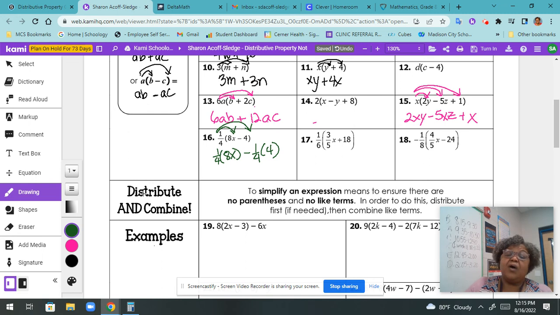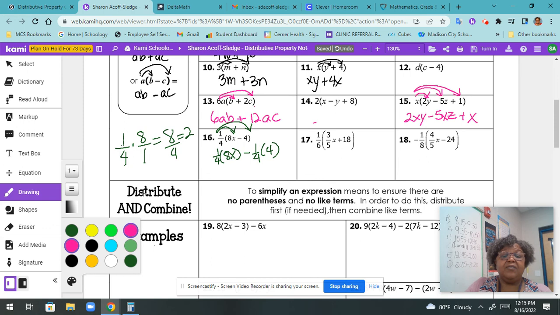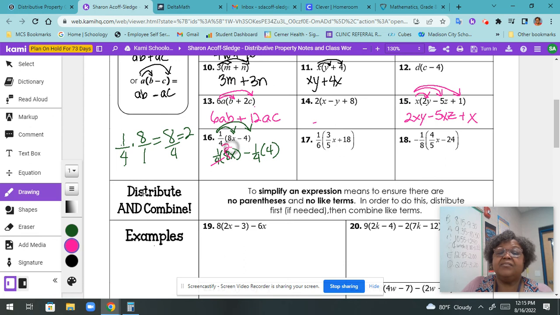Now I don't know how you all do. I know you've been taught to say 1 times 8 is 8. Put that over 1. 4 times 1 is 4. And then you simplify it to 2. Correct? But you can simplify before you multiply. 4 goes into 8 how many times? 2 times. So you still got that 2, like I just proved over here.